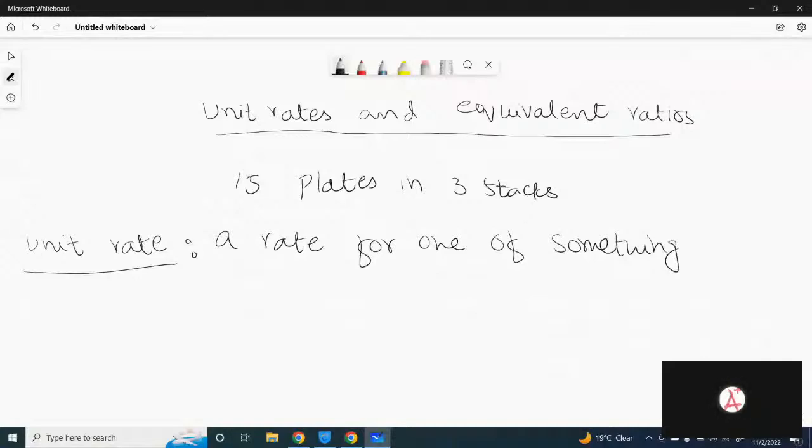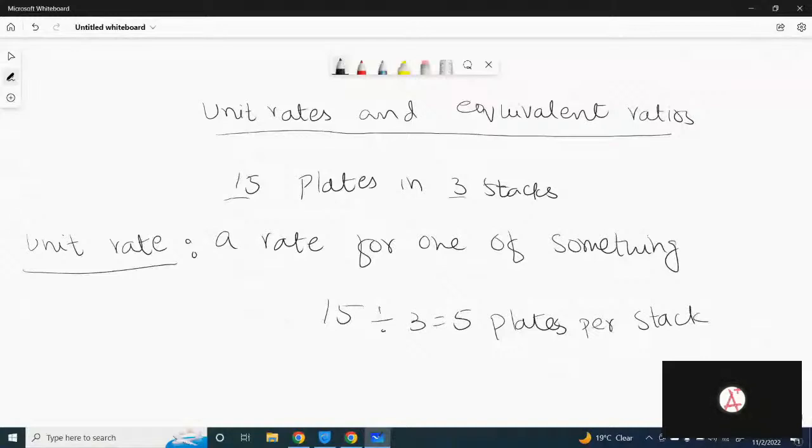So you have 15 plates in 3 stacks. Basically, you need to know how many plates in one stack. Got it? So just divide 15 by 3. So 15 divided by 3 is 5. That means you have 5 plates per stack. Per stack means on one stack you have 5 plates. Got it? So it would be 5 plates per stack.